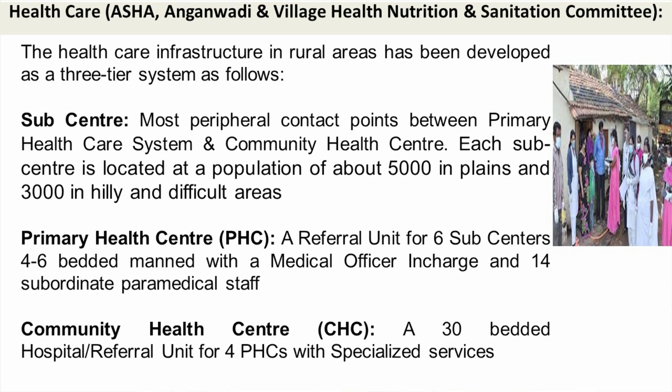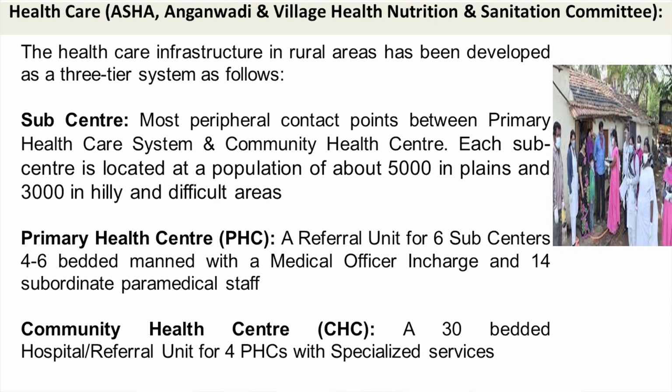Now coming to the structure of these committees or healthcare programs, how are these workers organized in different committees? So it's a three-tier system. At the bottom we have sub-centers. Now a sub-center is a small center. It is a peripheral contact point. I mean if any villager falls sick, the first thing he or she will approach is a sub-center. Now, where are these sub-centers located? They are located at a population of 5,000 in plains and a population of 3,000 in hilly areas.